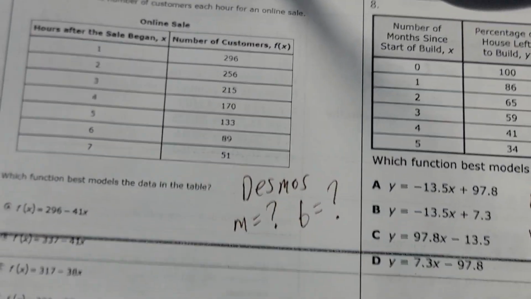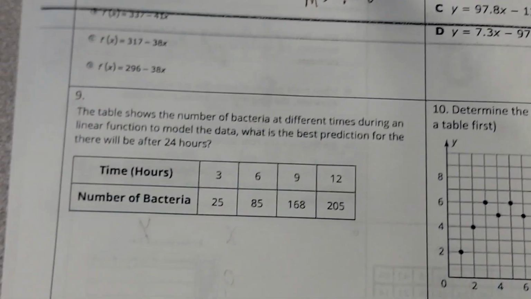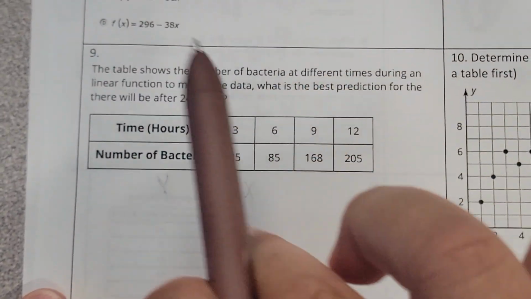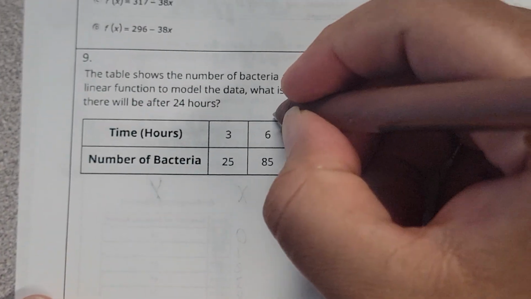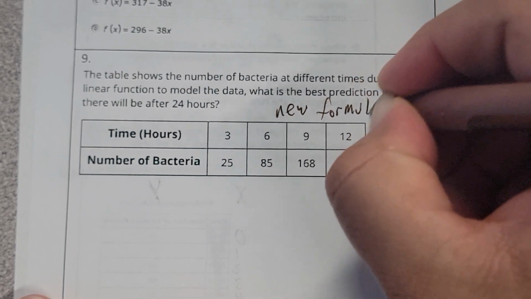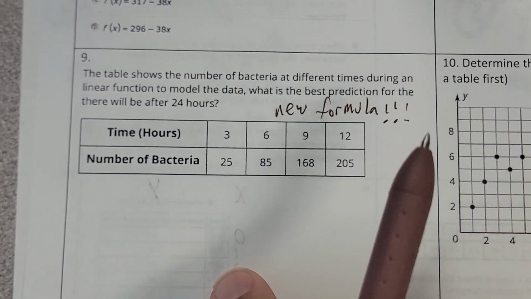All right. Now we do have a new formula for number 9. So we're going to look at number 9. All right. When you're ready, let's go to number 9 to do this together because we have a new formula. And it's a really easy formula. It's just something new.